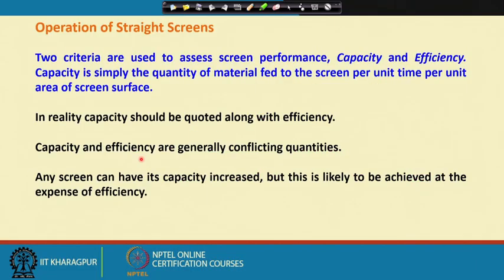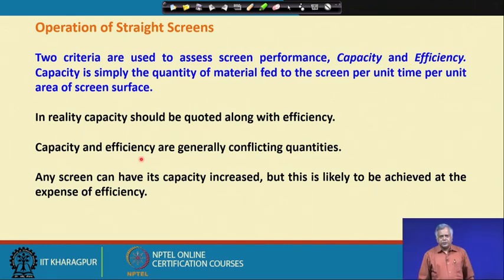So, this is why you have this typical shape, but it is again driven by the material characteristics and the purposes for which you are trying to use it. Now, if I look at the straight screens, how do they operate, and what are the parameters that influence your capacity or your efficiency?